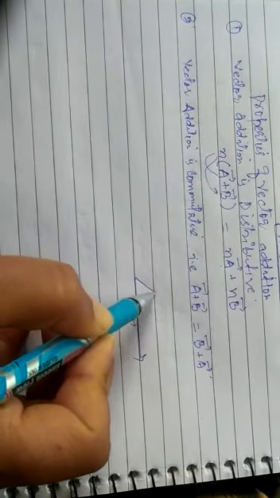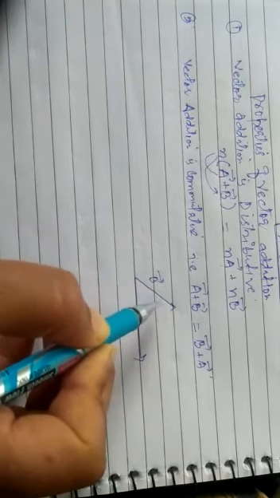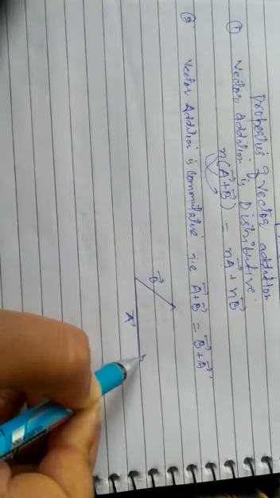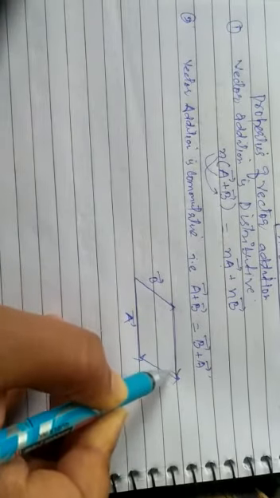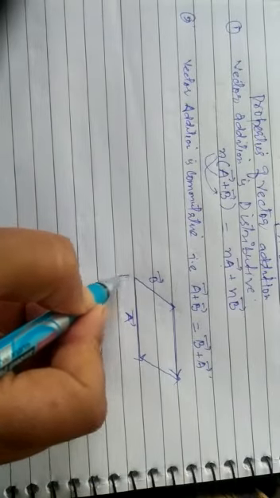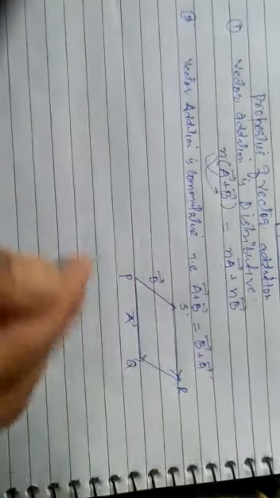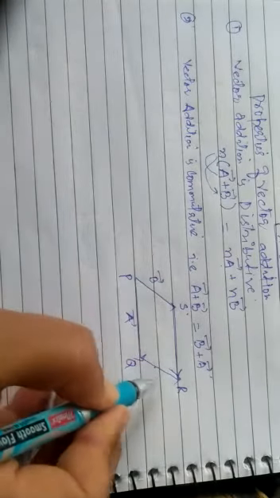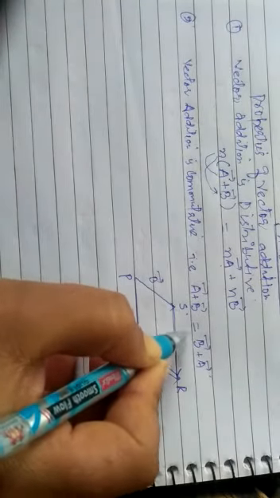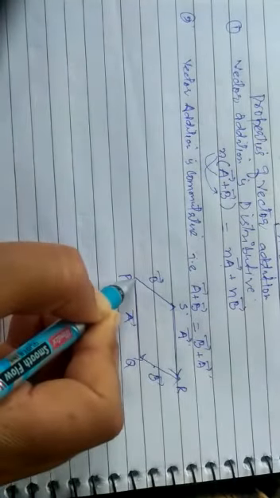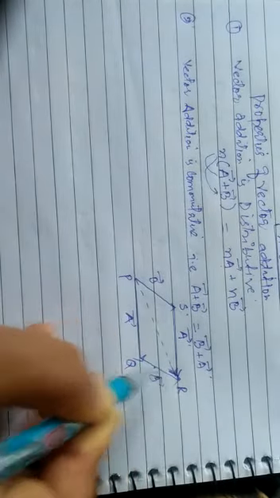this is vector b. Now I will complete the parallelogram by drawing a side parallel to this as well as a side parallel to this. It is P, Q, R and S. As this side is parallel to this, this will again be vector b. As this side is parallel to this, this will again be vector a. Now drawing a diagonal, this diagonal gives the resultant.